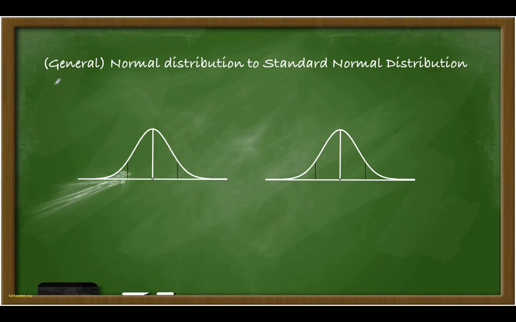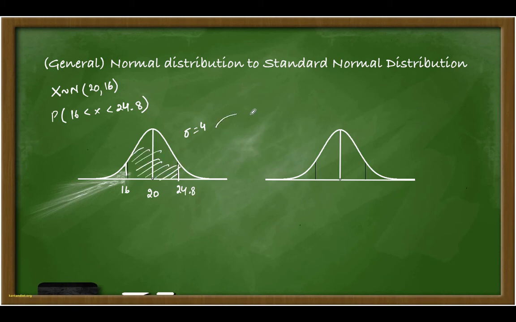Let's have another example here. Suppose we have the same variable x that follows normal distribution with mean 20 and variance 16, and we need to find out the probability that x is between 16 and 24.8. So if you visualize the situation, mean is 20, standard deviation is 4, and we need to find out the probability that x is between 16 and 24.8.